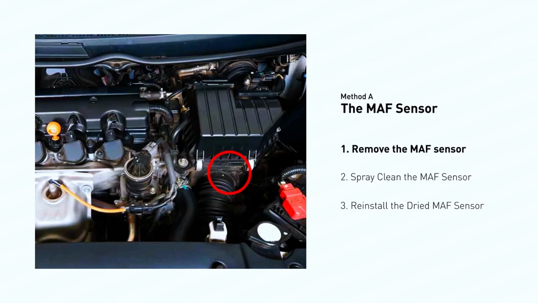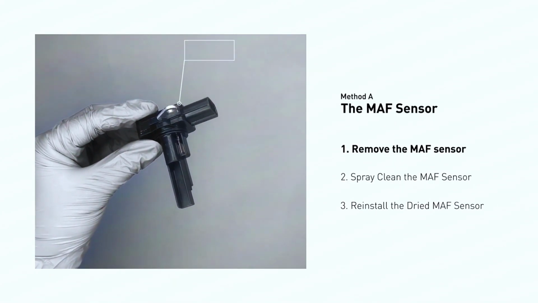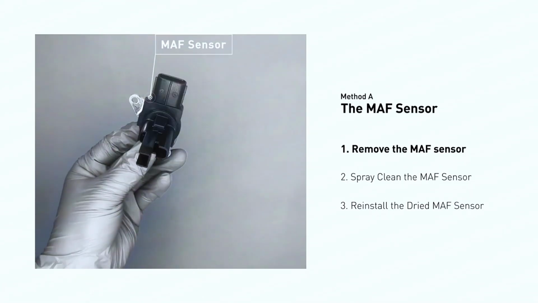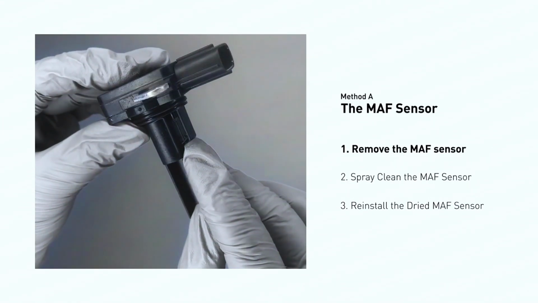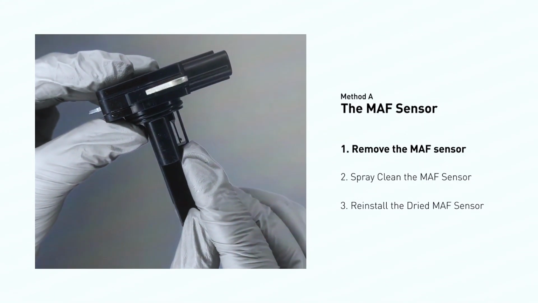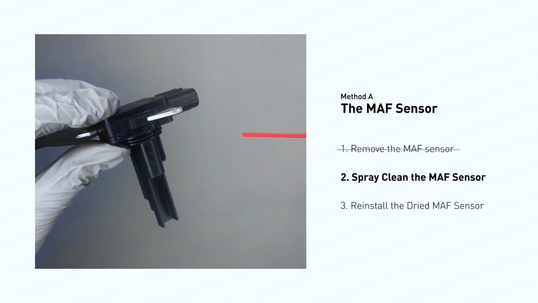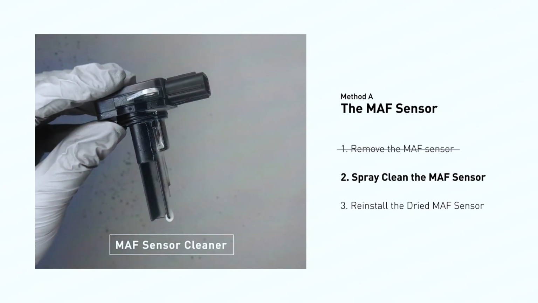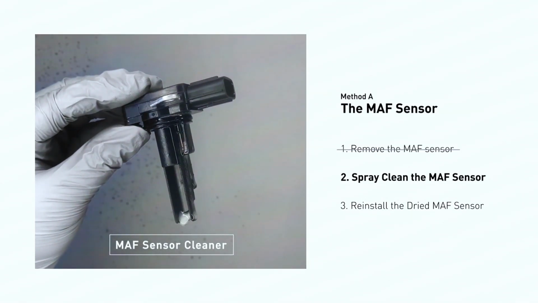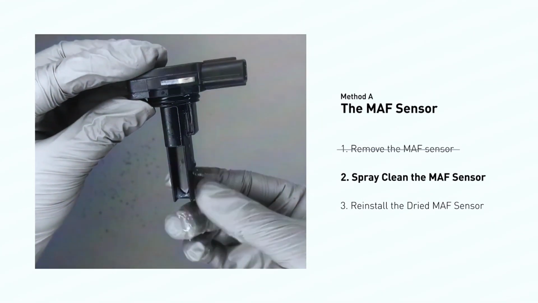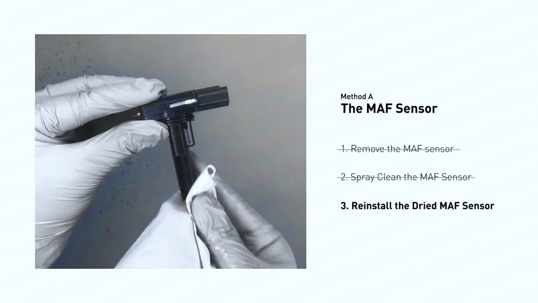MAF sensors are located between the air filter and the throttle body. Carefully remove the MAF sensor from your car and do a quick inspection around the wire. The inside often gets dirty and needs to be cleaned. You can spray the MAF sensor cleaner onto the wire, perpendicular to the ground, so that it won't damage the MAF sensor. Reinstall the MAF sensor back in the car after it gets dry.